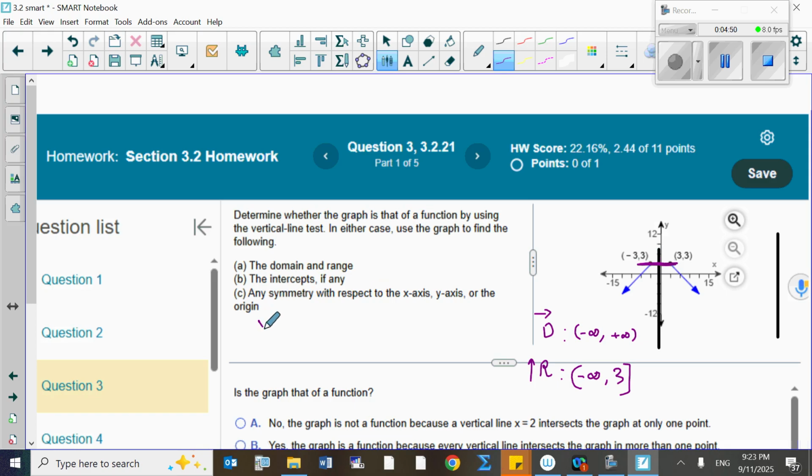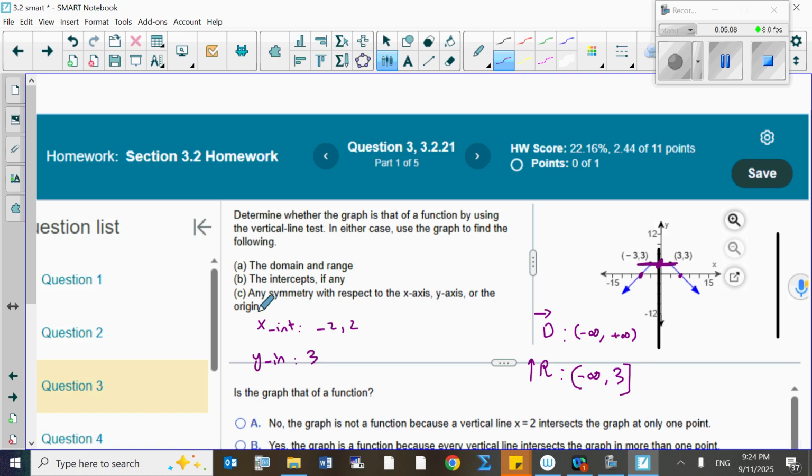The intercepts of the function. X-intercept is where the graph is crossing the x-axis. Those are these 2 points, which are -2 and 2. Y-intercept is where the graph is crossing the y-axis, and that's here at 3.